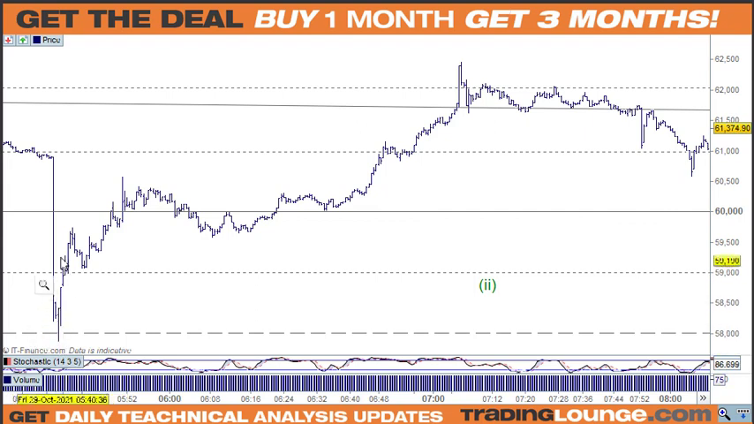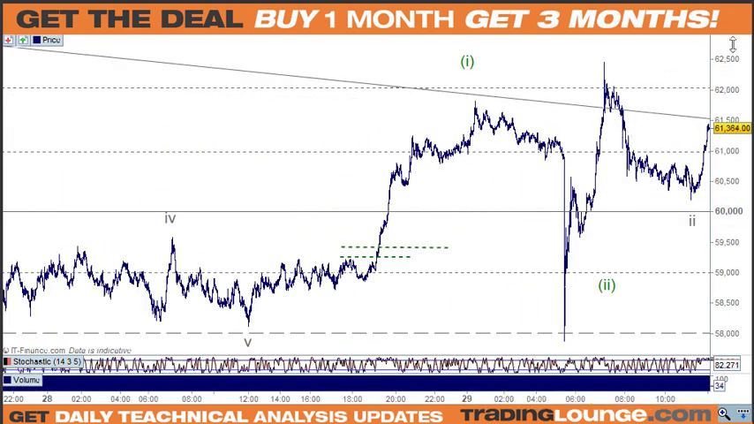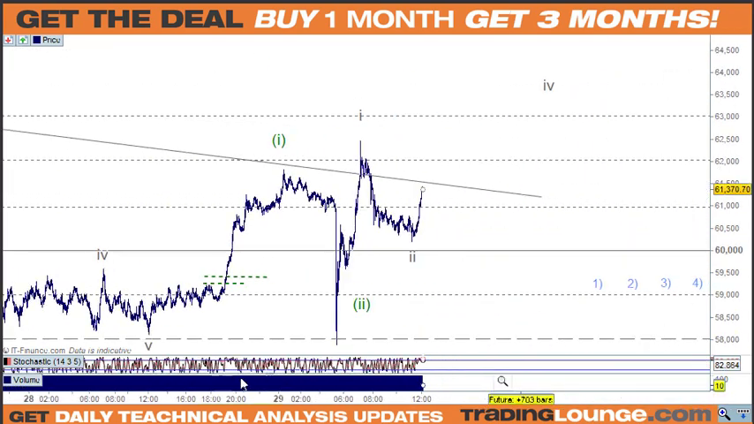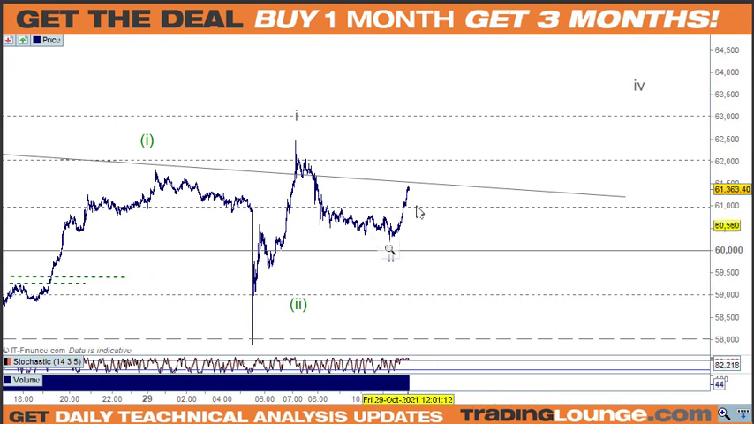So 1, 2, 3, 4, 5. So 1 and 2 and 3. Bit of an overlap there for 4. That's 1, 2, 3, 4, 5, and maybe to there. So 1 and 2, then 1, 2, 3, 4, 5 for 3 and 4, and 1, 2, 3, 4, 5. I reckon I'm on the right track here. And then that's pulled back 50%.